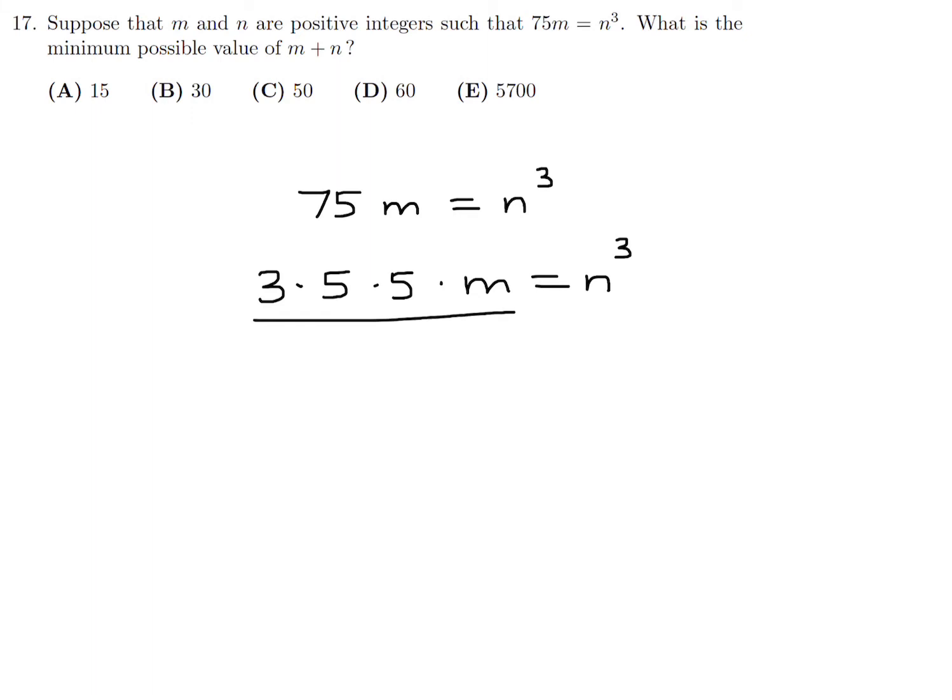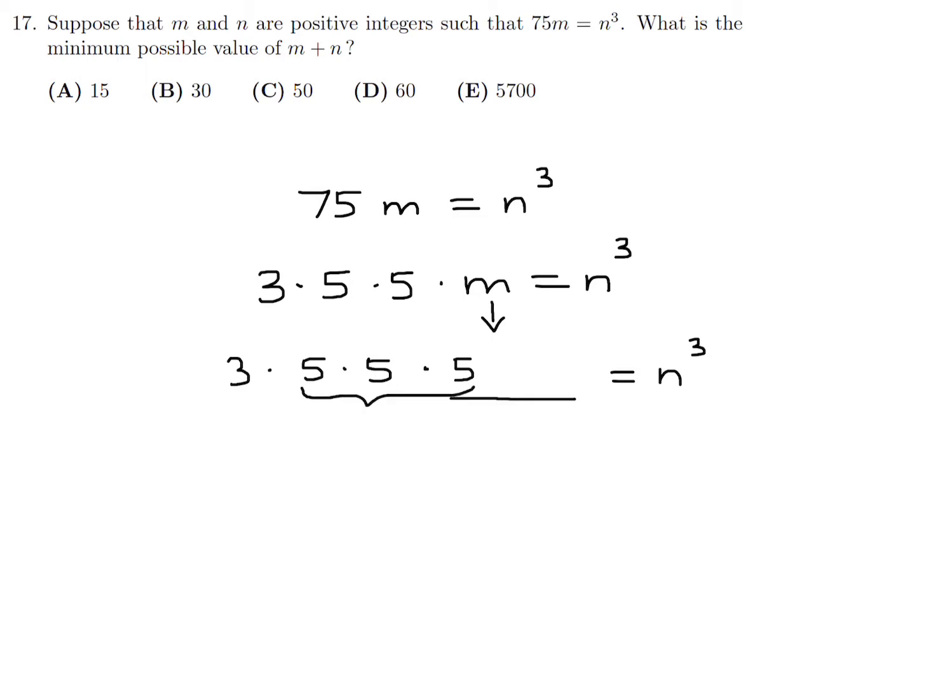a perfect cube. I guess that's the term. So how do I do that, in a way to make m as small as possible? Well, think about it for a second. I've got 3 times 5 times 5, and then I've got something else. We don't know. Well, that something else is represented by m. If I put another 5 in there, then this will be 5 to the power of 3. And that's great. That makes it a perfect cube. That's exactly what I want.